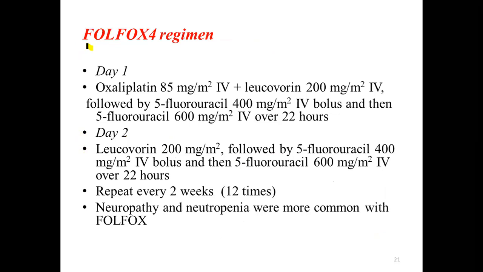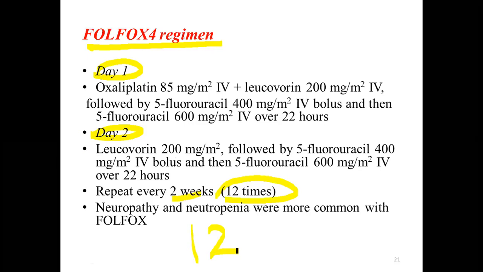What I'm going to discuss more is the most common protocol for colorectal cancer, which is FOLFOX 4. So what is the dose of oxaliplatin? By the way, most of the time we give it on day 1 and day 2. That means the patient is supposed to be admitted to the ward for 2 days for chemo. Then we repeat every 2 weeks, and we give 12 courses, or 12 cycles.